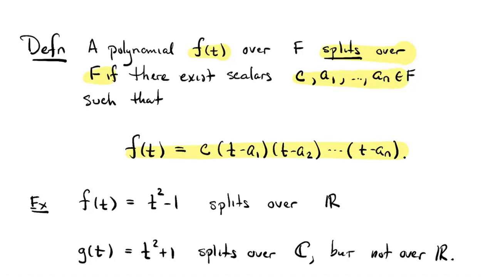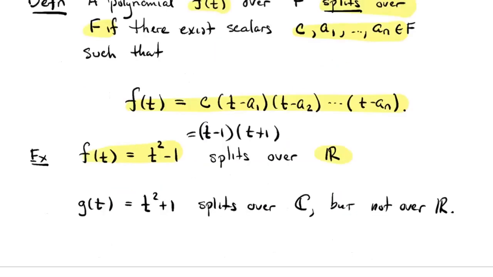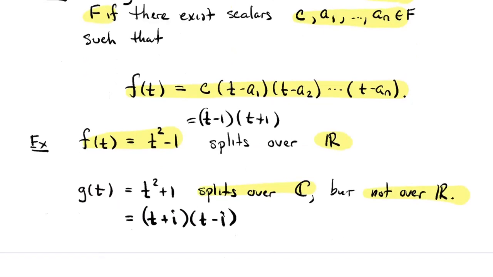For example, if we look at the polynomial t squared minus 1, it splits over R, because t squared minus 1 factors over R into t minus 1 times t plus 1, and minus 1 and 1 are both real numbers. Okay, the polynomial g I've got written down here splits over C. It factors into t plus i times t minus i over the field of complex numbers. But i and minus i are not real numbers, so that polynomial doesn't split over R. It doesn't factor over R into linear factors. So splitting over a field means factoring into linear factors over that field.